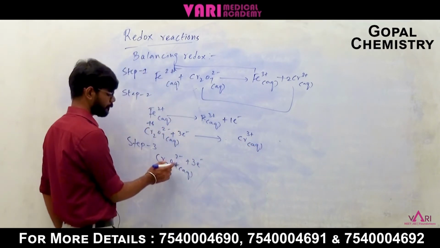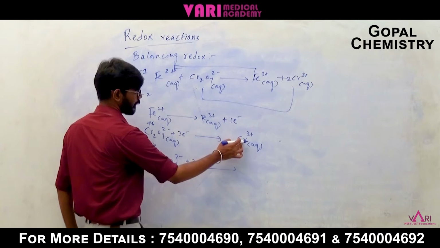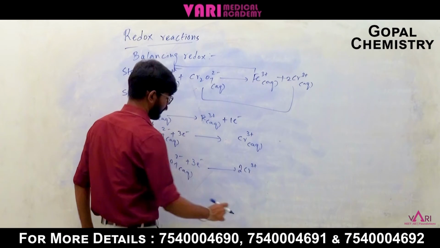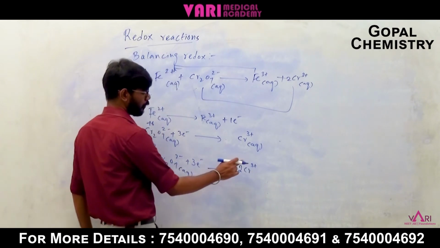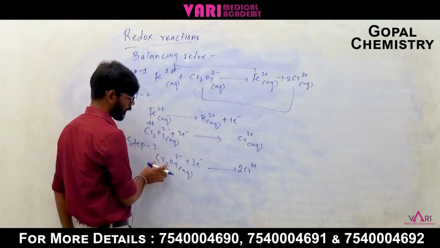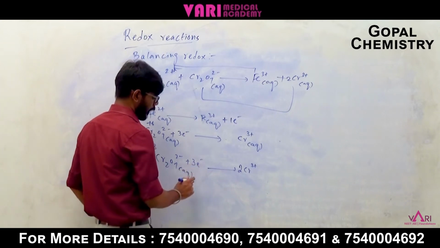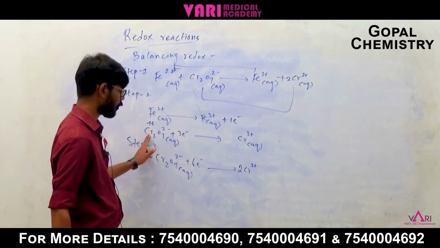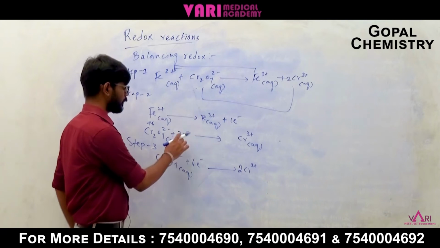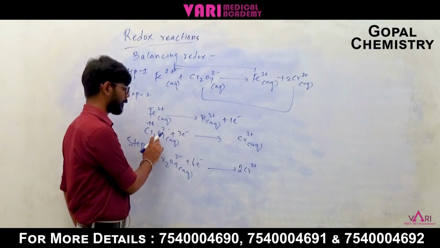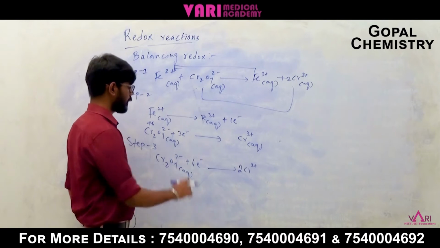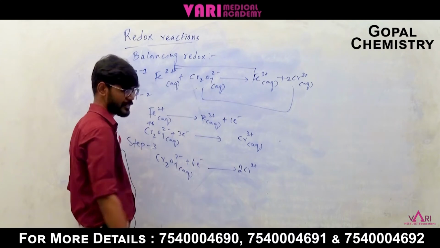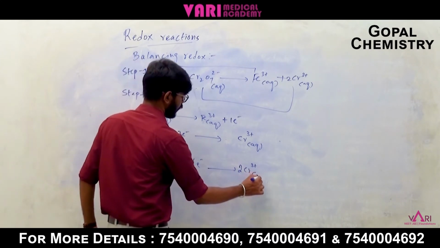Here 2 chromium is there, but on the resultant side there is only 1 chromium, so we have to add 2 chromium. One chromate turns to one Cr3+, so there are 2 chromiums. We have to multiply this 3 by 2 to get 6, because 3 electrons added to one chromate ion give one chromium 3 plus. If we convert into 2, we have to multiply the electrons, so it will result in 6 electrons. It is also in aqueous state.